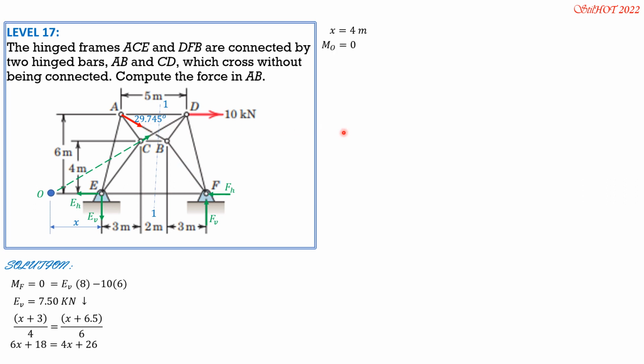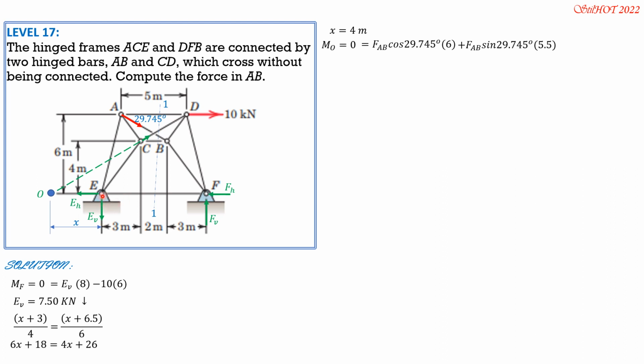Then we set moment at O equals 0. Clockwise positive, there are two components of AB. FAB cosine 29.745 horizontal, and its moment arm is 6. So equals FAB cosine 29.745 degrees times 6, clockwise about O. The vertical component is FAB sine of 29.745. It is also clockwise. The moment arm is X, which is 4 plus 1.5, so 5.5. So plus FAB sine of 29.745 times 5.5.